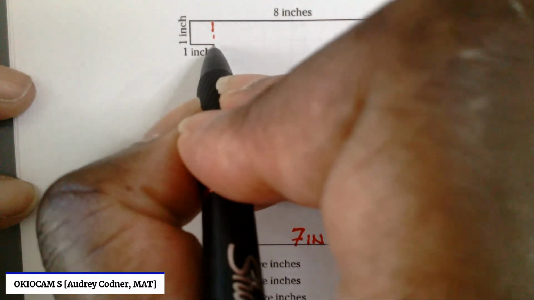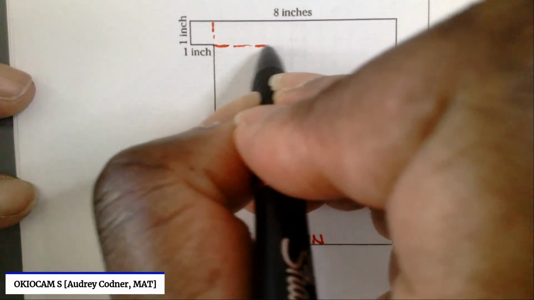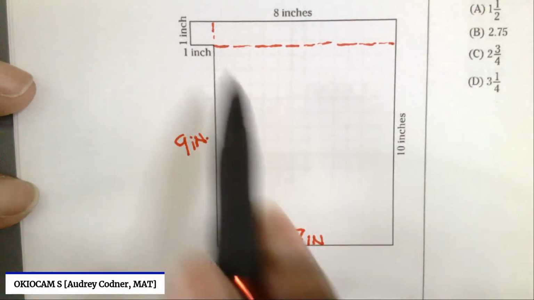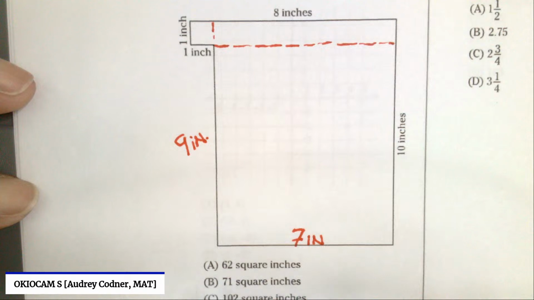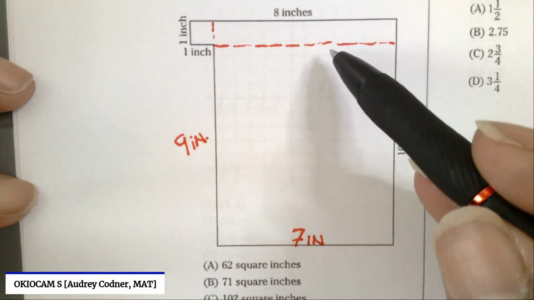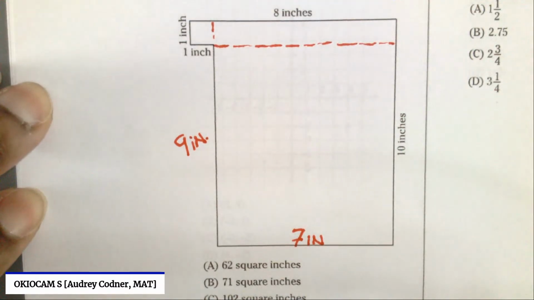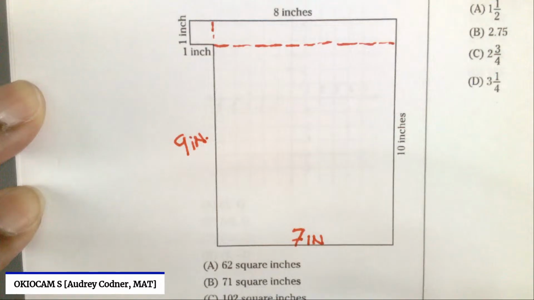Because I could do it that way, or I can extend it out this way, and I can do a 1 by 8, and then here I can do a 7 by 9. So you can do it that way. I know there are so many different ways. That's the one thing about math that's awesome.